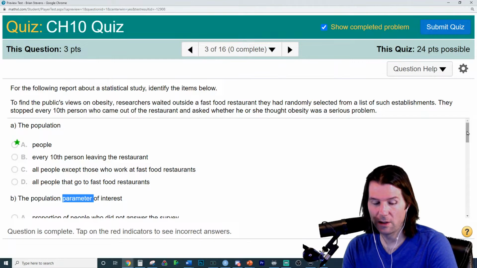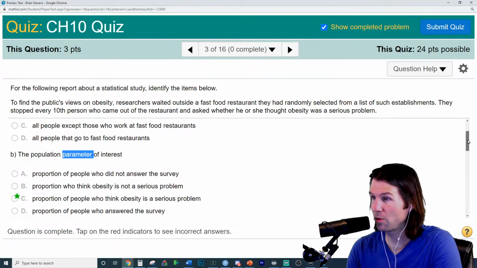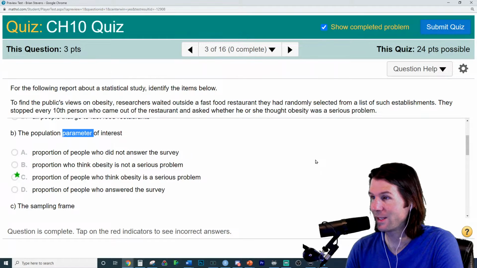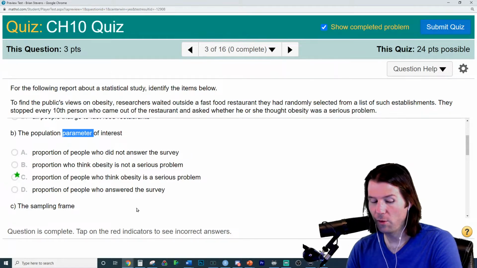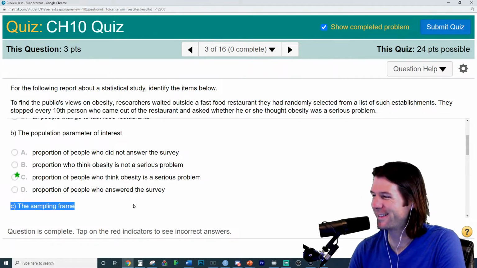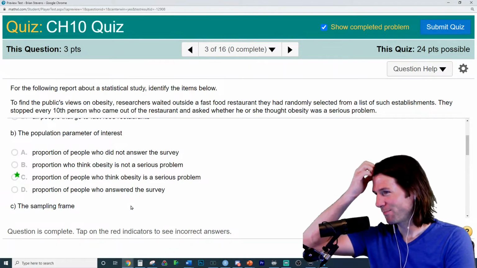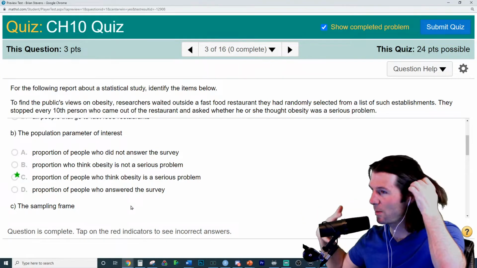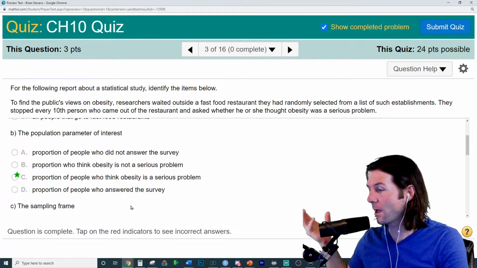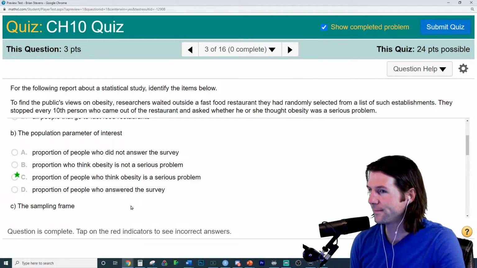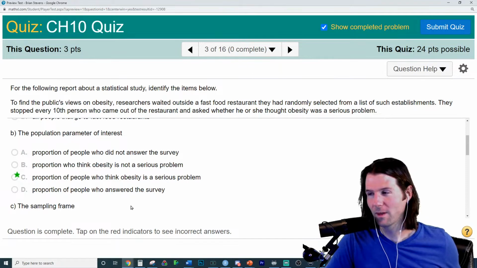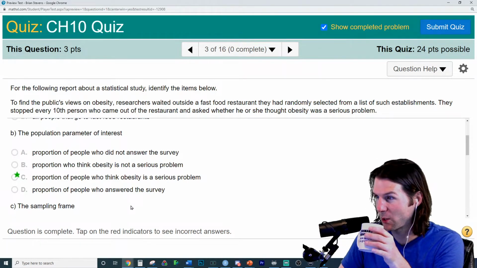So they're trying to measure the public's views on obesity, and there it is, the proportion who think obesity is a serious problem. The sample frame, now this is where people usually get stuck. The sample frame is all people or things we have access to. If you go to the library right now, who would you have access to? Just speak in generalities. If you're in the library, who do you have access to talk to? You are correct, Alexander, on that one. If you're in the library, who would you have access to talk to?